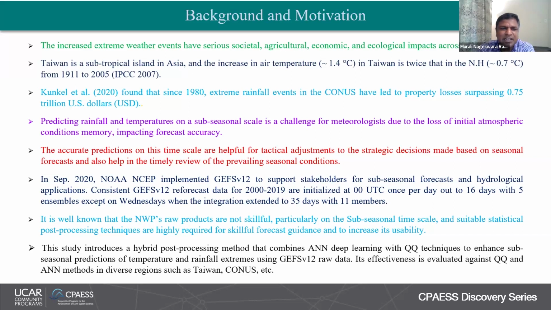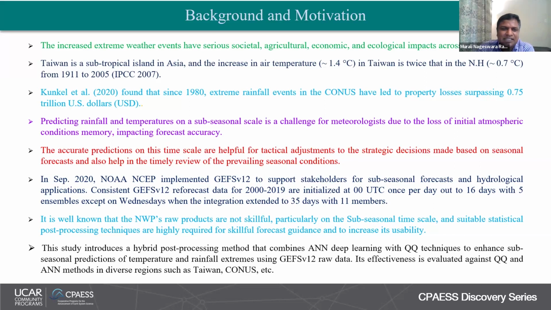As one example, in Taiwan, the temperature increase in the last century is double that of the entire northern hemisphere. The northern hemisphere average increase is 0.7 degrees centigrade, but in Taiwan, the small island itself, it is 1.4 degrees centigrade. That is one example. And one more example: extreme rainfall events since 1980 in the United States have led to property losses of almost 0.75 trillion US dollars, as already found in one study.